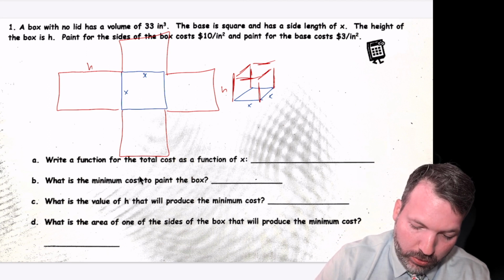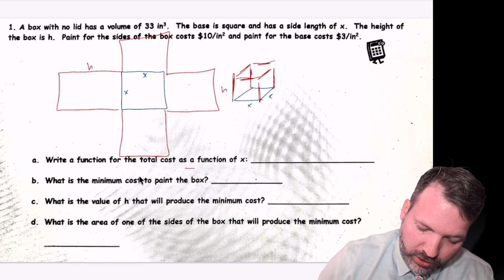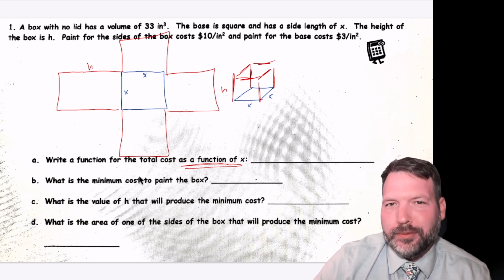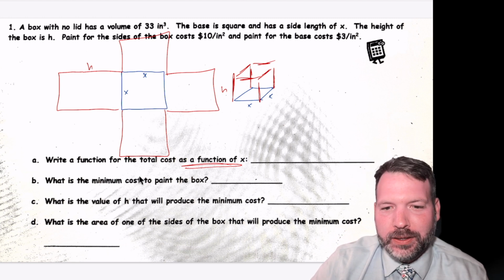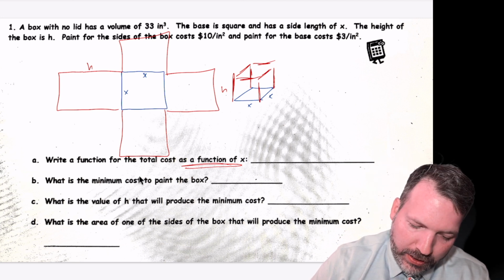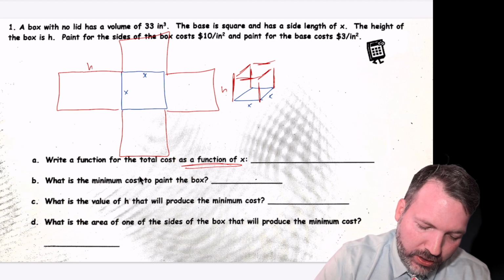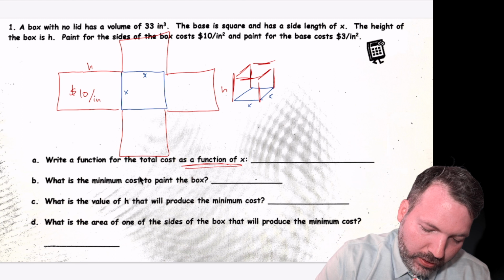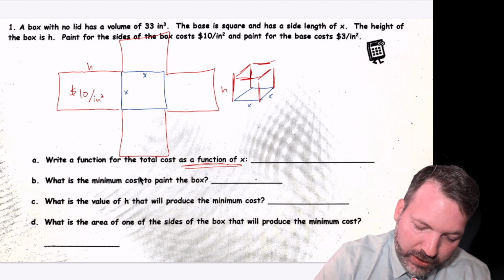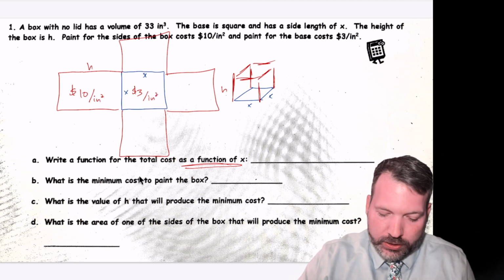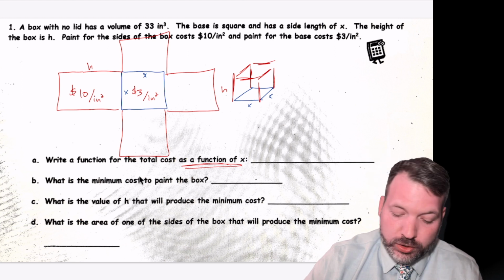What we want to compute is the cost as a function of x. So that's part A. Paint for the sides of the box. Why would the paint be different costs for the different parts? That makes no sense. Oh well. $10 per square inch along the base, and no, I'm sorry. $10 per square inch on the sides of the box. So in here, this is $10 per square inch, but then the base itself is only $3 per square inch. Again, why would the paint cost a different amount?